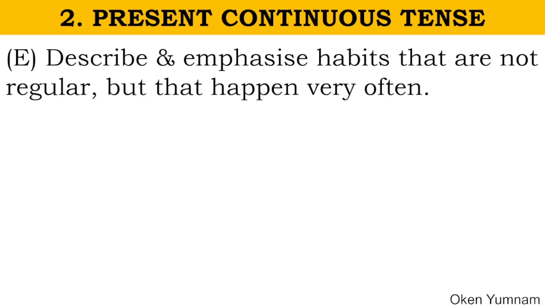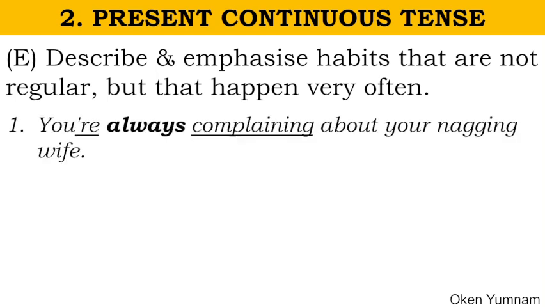Coming to the next use, present continuous is also used to describe and emphasize habits that are not regular, but that happen very often. Let's see examples here. You're always complaining about your nagging wife. So this gives emphasis about complaining, okay, you are always complaining. So you are describing or giving emphasis. So this time we use present continuous.